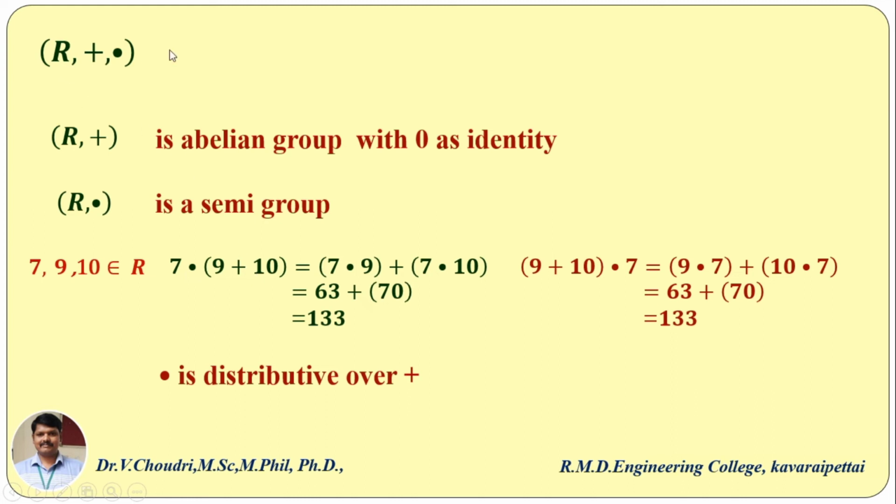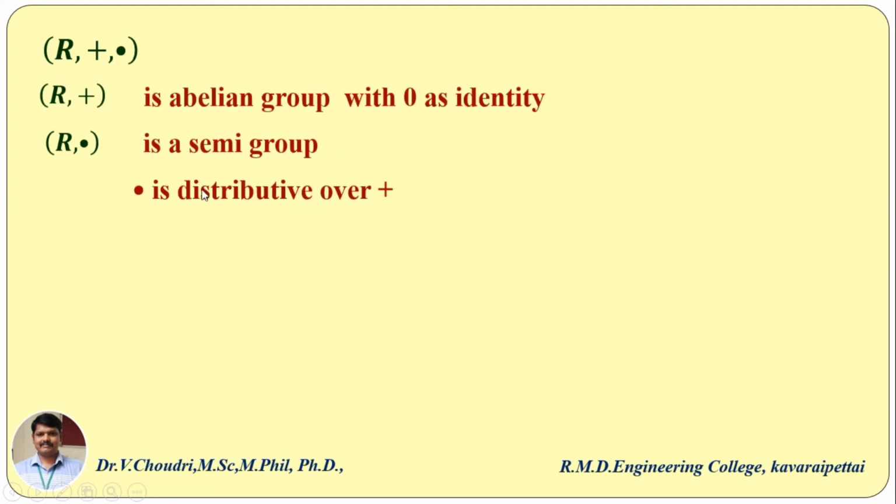Okay, if the set satisfies all the above three, then the set is called a ring. Okay, so (R, +, ·) is called a ring. (R, +) is an abelian group with 0 as identity. Also (R, ·) is a semigroup. Also dot is distributive over plus. Among all the three, the set satisfies the ring condition.